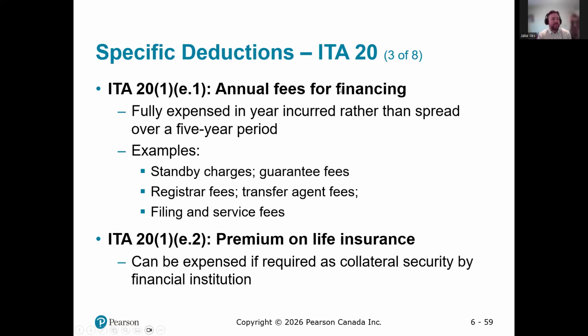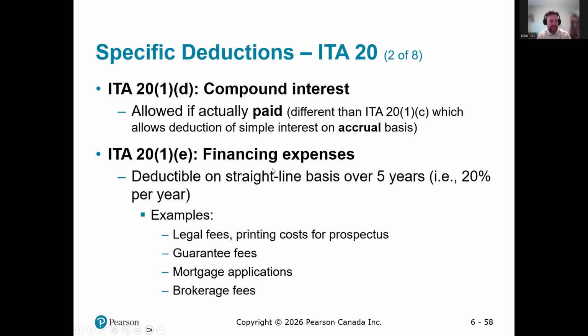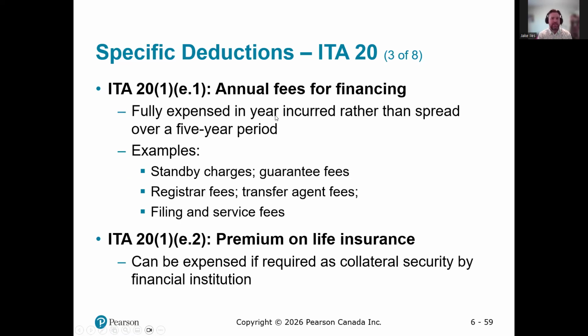Loan fees might have annual fees, often called stamping fees, but they relate to standby charges, registrar fees, filing fees. You might pay these every year, and these are fees just related to maintaining the loan or mortgage. Since you pay them every year, you can expense them in the year paid, fully expensed in year incurred, rather than spread over the 5-year period. So our application fees are straight line over 5 years, but those annual fees you can just expense when incurred.